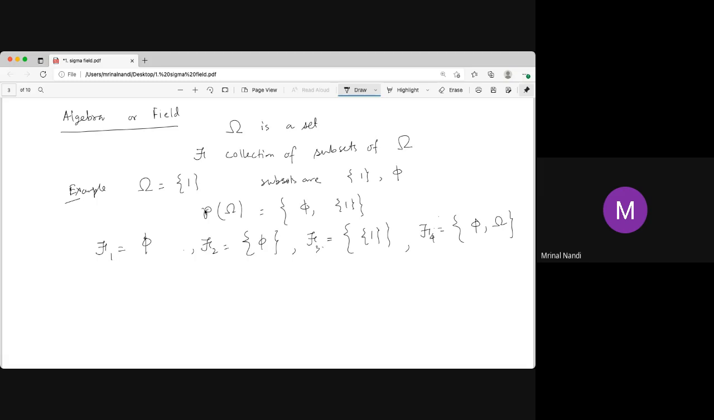It's a large number, 2 to the power 2 to the power n. So in omega there are 5 elements. Then the number of subsets is 2 to the power 32. So the different collections of subsets, 2 to the power 32, is huge. It's more than 100 crores, more than 10 to the power 9. So it's a large number of distinct collections.